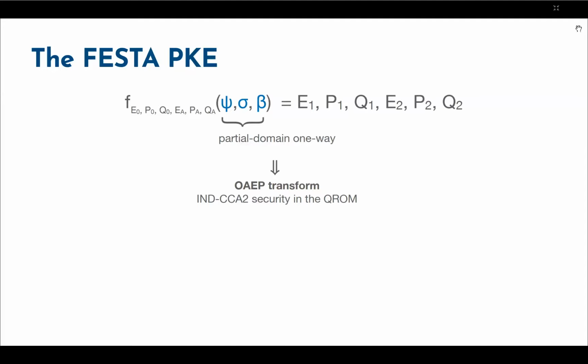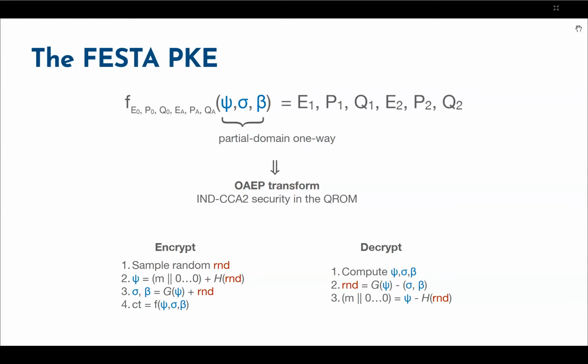And because it's a partial domain of the function, you can then apply the OMP transform, which was initially studied in the context of RSA, to obtain a PKE that is instantiated secure in the QROM. And the transform looks something like this. The particular details don't matter too much, but it basically involves just adding a few hash functions, so it doesn't affect the efficiency of the scheme. And particularly because we start from a trapdoor function, we don't need the structure model for CCA security, which means we don't need to re-enter the capacity.